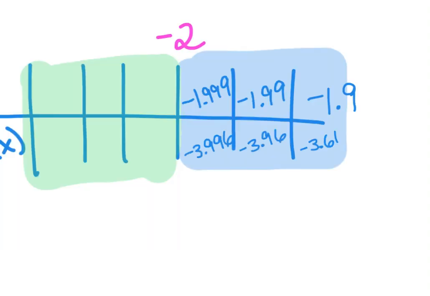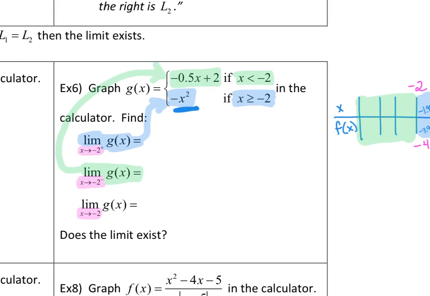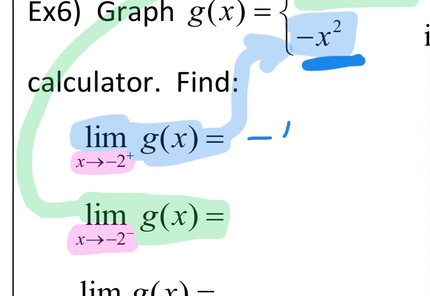And so this is what I got for the values on the right, and you can see that as x approaches -2 from the right, y seems to be approaching -4. And so our answer to the limit on the right is going to be -4.